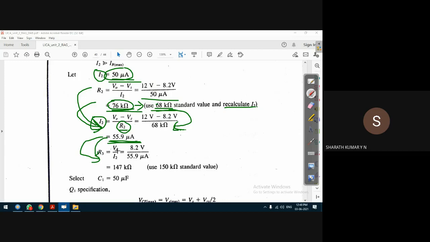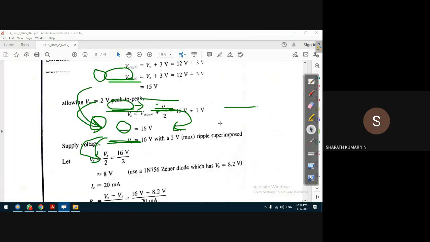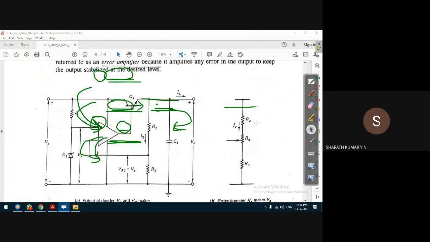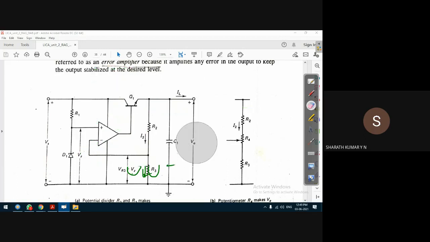R3 is nothing but Vz divided by I2, because our assumption was that the same current I2 will flow through R3 also, and hence voltage across R3 is Vz, current is I2, R3 is equal to Vz divided by I2. Very simple. R is equal to V by I formula.